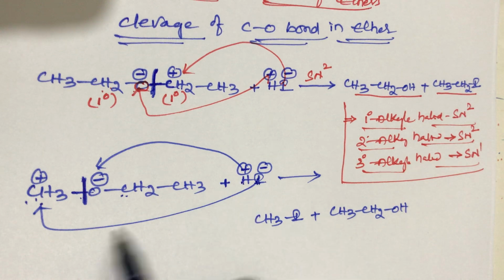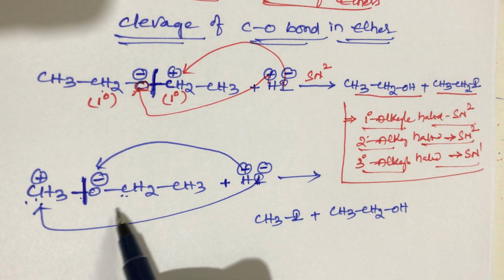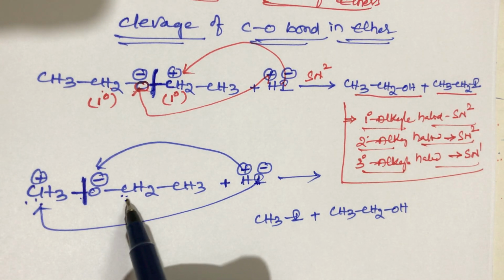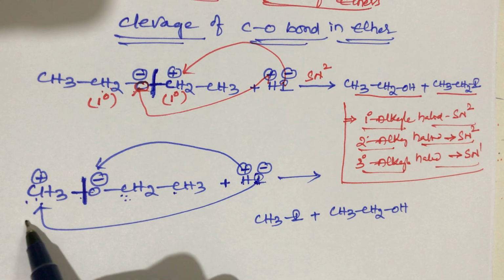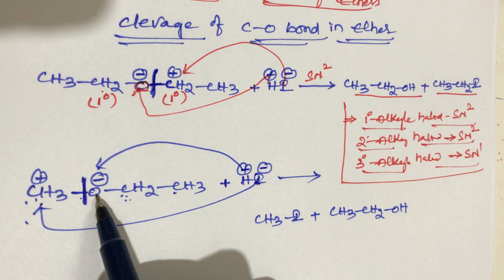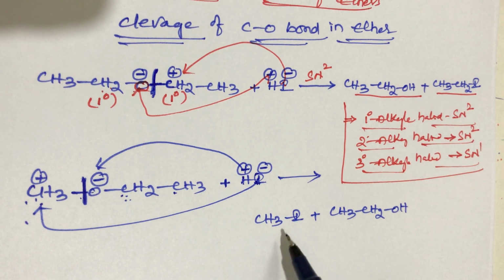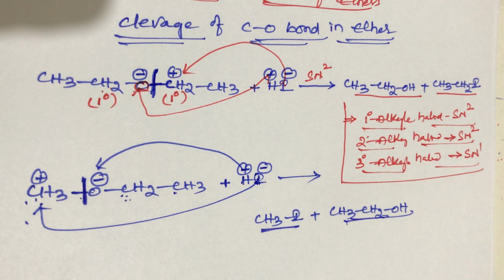H plus will attack the more hindered side, meaning the side with more carbons, which is the right-hand side. That is why iodine will attack the left-hand side, and H plus will attack the O minus side, the right-hand side. We get the products: one is methyl iodide, another is ethyl alcohol. So, this is the simple trick, student.